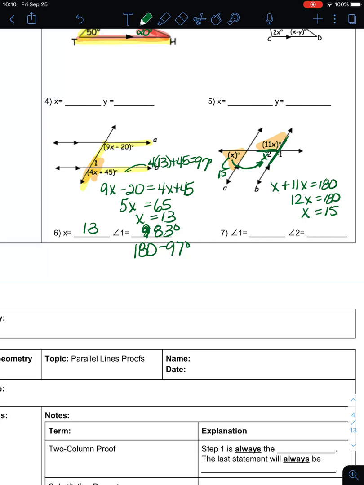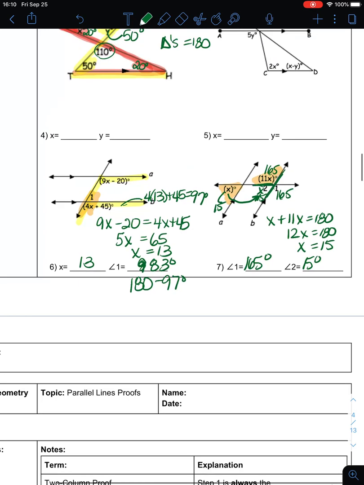Once I know that x is 15, then I know that this angle is 15, which means this angle is 15. I can plug in the 15 to get 11 times 15 to get 165, or 180 minus 15 is 165. Either way, those should add to 180. That's how we set up the problem to solve it. Well, that's 165, which means angle 1 is vertical, so it is also 165 degrees.